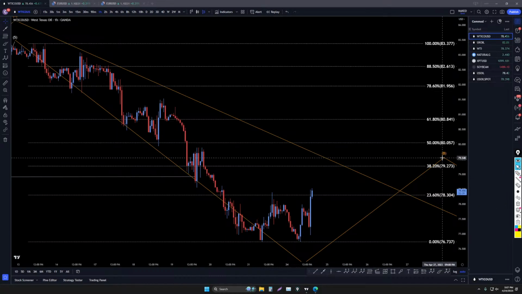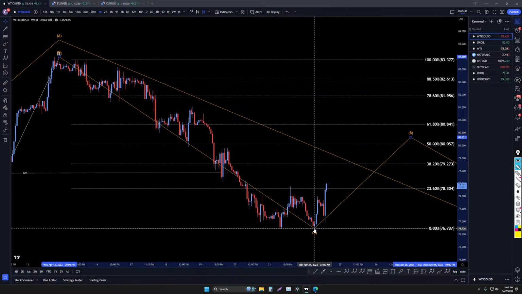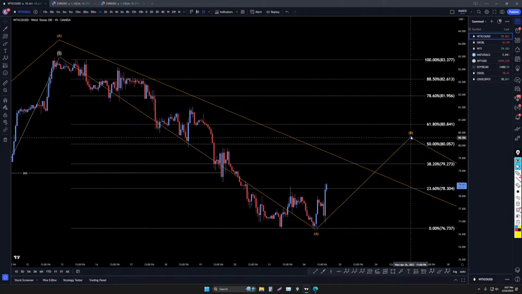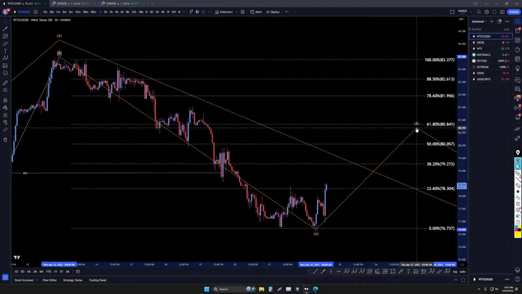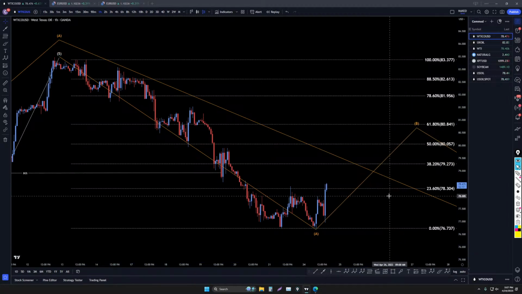I think this move up is most likely going to be a B. So we can pretty much put that A there because I think that's pretty confirmed. And I would think that the wave B would probably go up to 50 or to 61% to finish off its move.